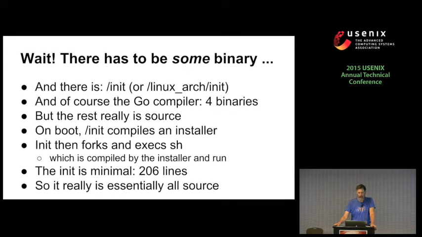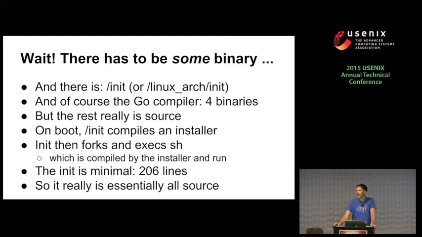Now, everybody's saying you're lying because there has to be a binary, and that's true. I'm lying. There has to be one binary. There has to be an init, right? There's always a binary somewhere to get your machine started. And of course, there's the Go toolchain, and that's 4 binaries. So, yeah, I've got 5 binaries. It's not completely source.